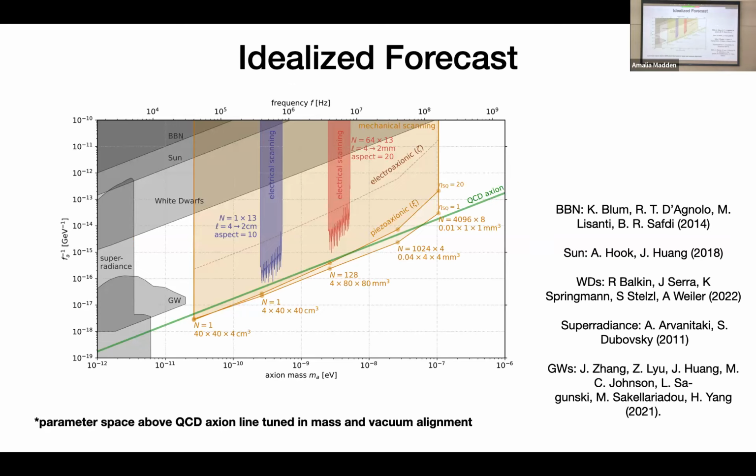And just to be clear, we're very interested in reaching the QCD axion line, because when you're looking at the axion coupling to gluons, this parameter space above the QCD axion line is more finely tuned and less well motivated.